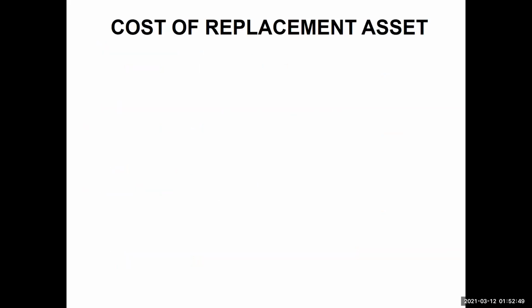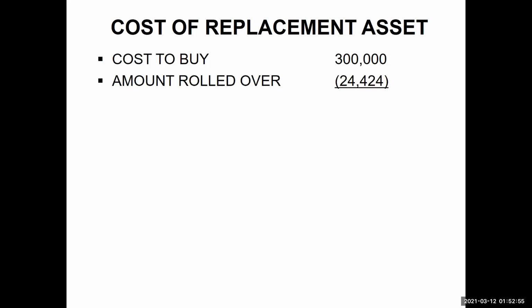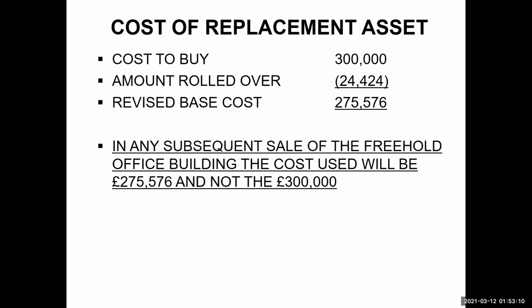Now, if we look at the cost of replacement, the cost to buy the new house or the new building was 300,000, right? What about the amount we rolled over? So we have to reduce this amount from the 300,000 to what? 24,424. So the revised base cost will now become 275,576.